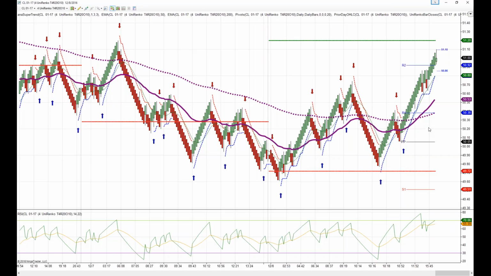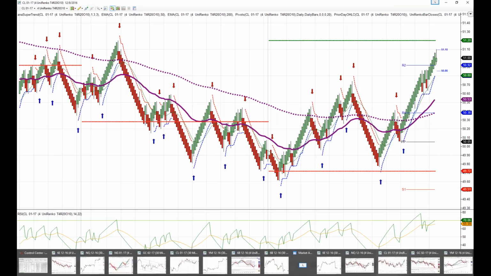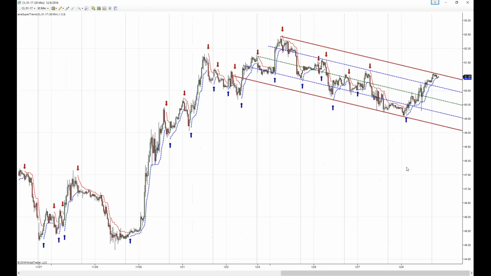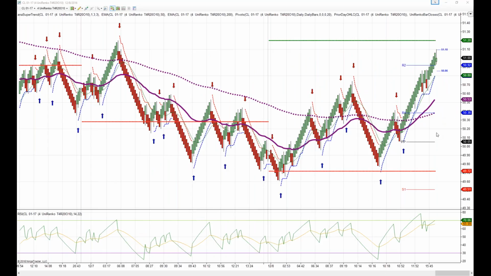Now, could I change my analysis? Right now, my analysis is telling me to sell it. Could I change my analysis? And the answer is absolutely, you can change your analysis. What I would need to happen is I would need to break to the top side of my top trend channel wall here. Break through it, come back down to it, and then move north again. And then I could look for a buy trade. So right now, I would be on hold for oil.